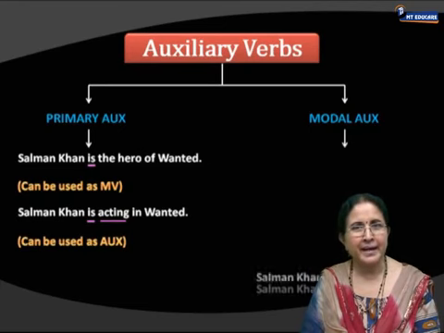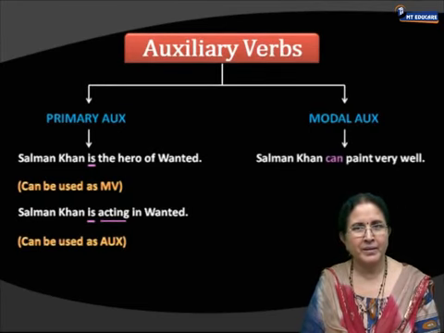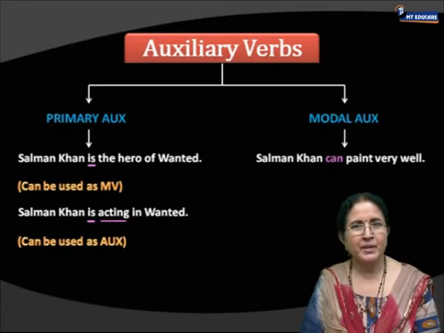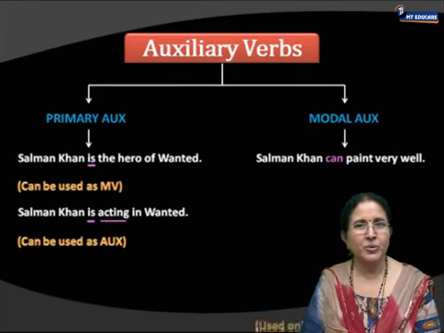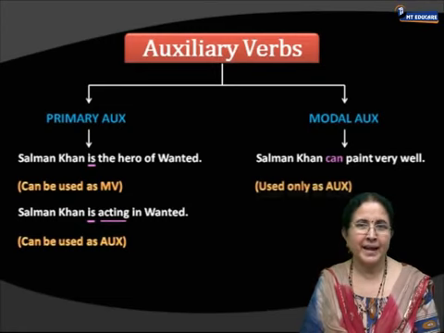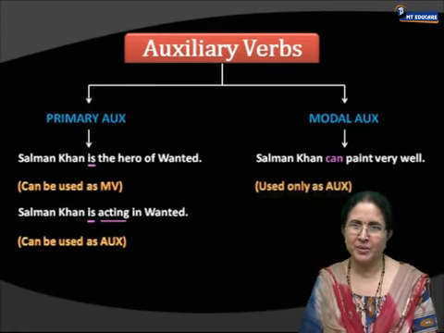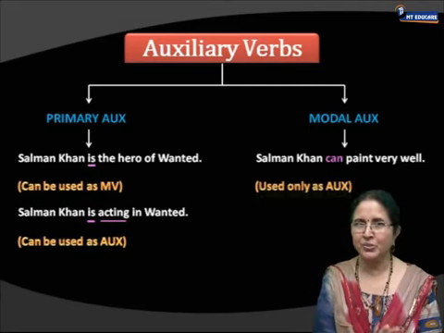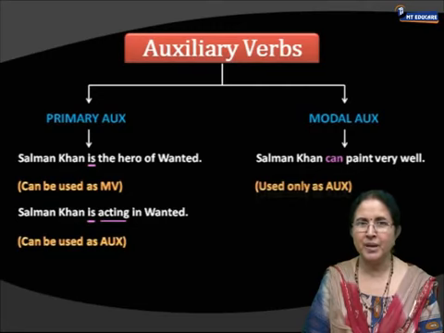Salman Khan can paint very well. If you observe here, the word can is used only as an auxiliary. Paint is the main verb and can is an auxiliary verb. Whereas on the opposite side, you will see the word is actually used as a main verb. You just see Salman Khan, the hero of Wanted. None of these words are verbs. Only the word is a verb. Here, can paint. Paint is the verb, can is the auxiliary.